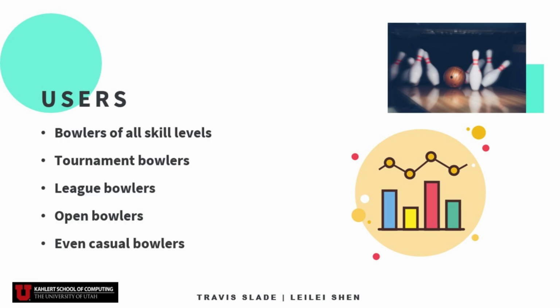Since Go Bowl is a statistics app, we are targeting bowlers who are looking to improve their game and gain insight into how they're actually bowling. Sometimes it's a little bit hard to determine if you're good at shooting spares, or what spares you're good at and which ones you're bad at. But Go Bowl can provide that information to our users. Whether the users are tournament bowlers, league bowlers, open, or even just casual bowlers looking to keep up with their friends, we offer features for all users.